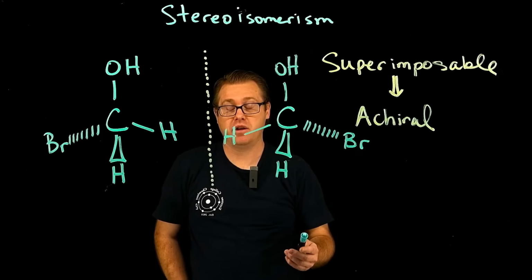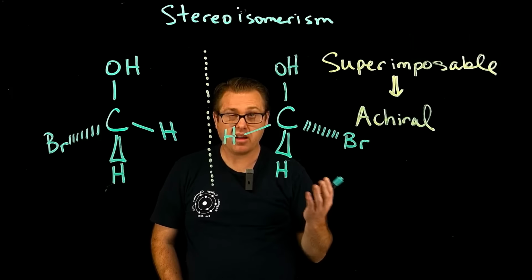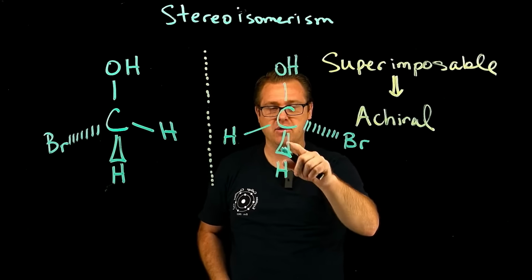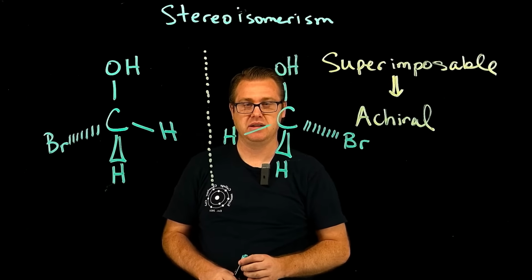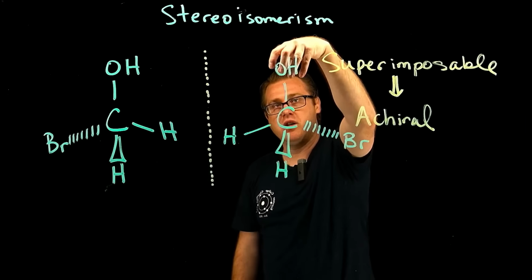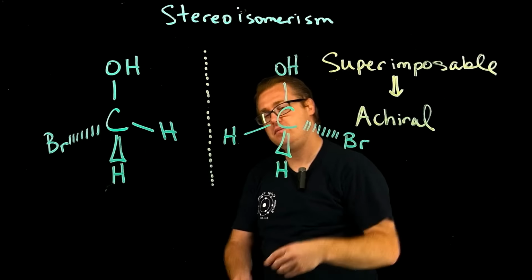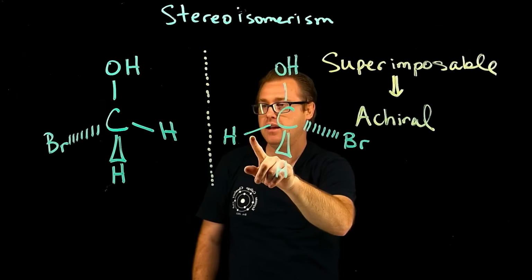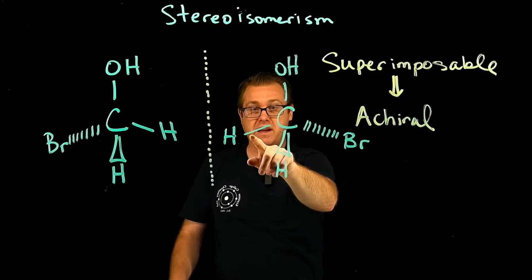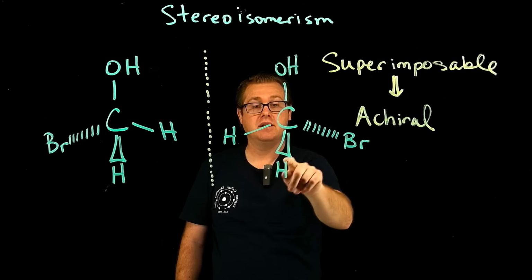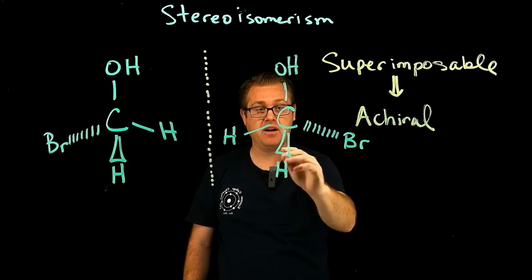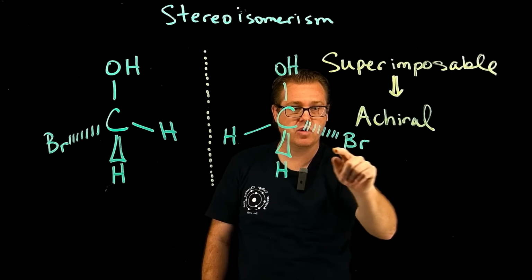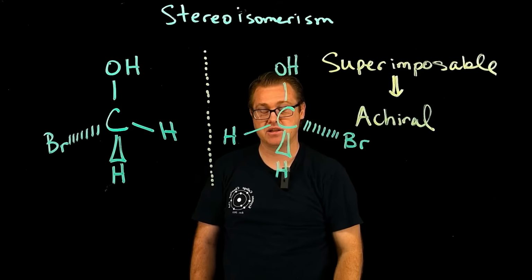Now, how many of you are watching this video going, what? How can we take this and all the bonds match perfectly, all the wedges and the dashes? Well, if you take this molecule and spin it, this hydrogen bond right here, okay, will become the wedge. This one will become the line in the plane. And this one right here is going to just stay as a dash.